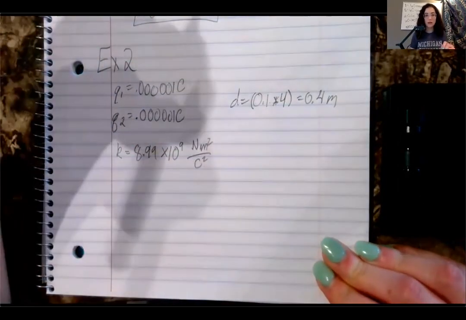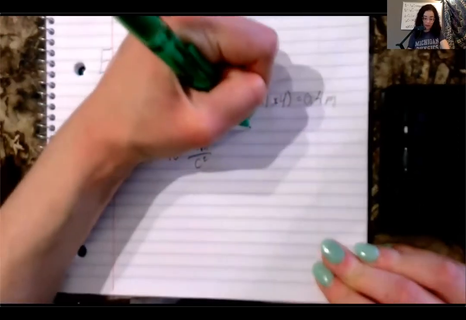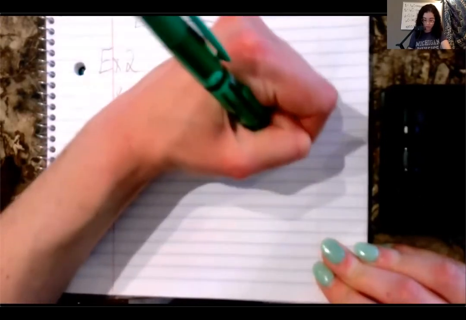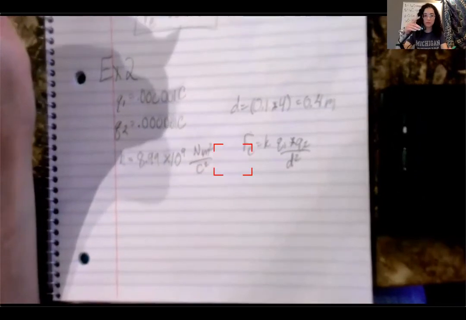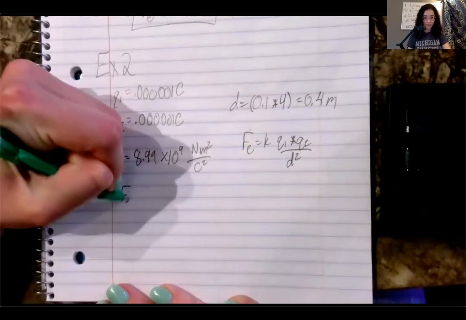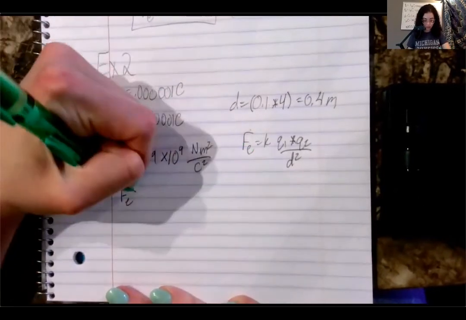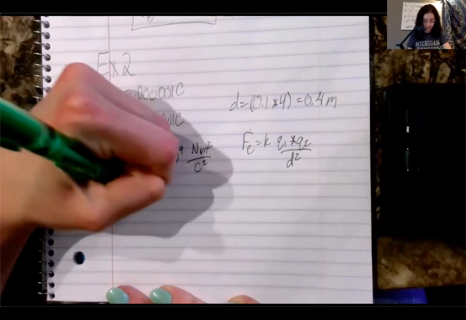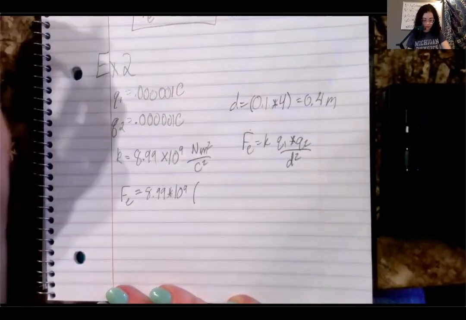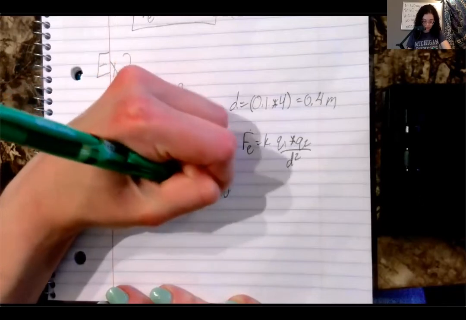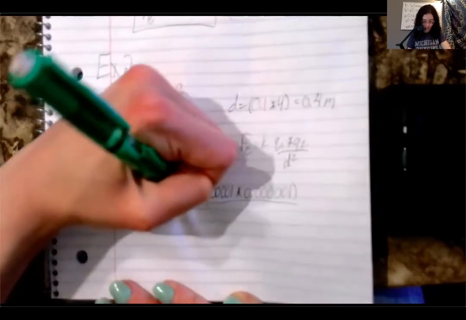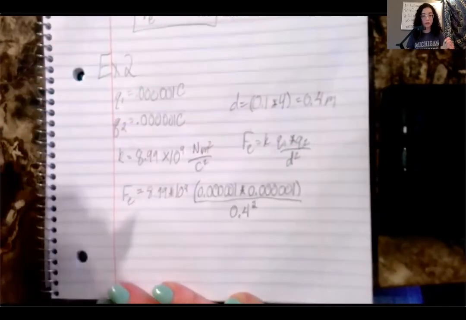All right, now let's plug all that into our formula. F sub E equals K, Q1, Q2 over D squared. Sorry about that. Make sure that's focused. All right, so my electrostatic force, F sub E, equals 8.99 times 10 to the 9th, parentheses, because I love my parentheses, 0.000001 times 0.000001 divided by 0.4 squared.